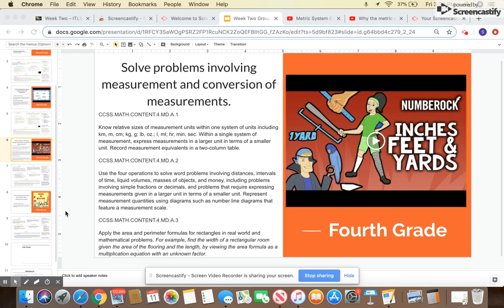Hi all, my name is Sarah Thomason and I'm focusing on the fourth grade measurement and data standard. This focuses specifically on solving problems involving measurement and conversions of measurements.